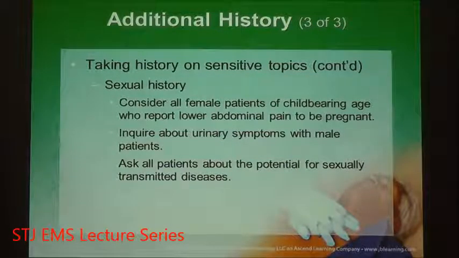Another private issue you want to get into is sexual history. If you have a female patient who's experiencing abdominal pain, it's important that you find out if they're sexually active, because it opens up a lot of other medical issues like ectopic pregnancy. So finding out if they're sexually active may be embarrassing. They might not want to tell you in front of the parents, especially, but once again, something that can be done alone in the back of the ambulance.